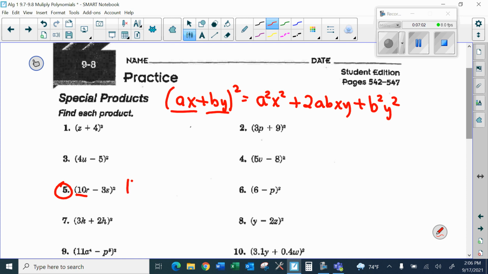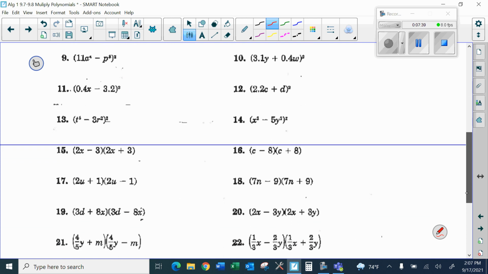10r times 10r, 100r squared. I multiply the two terms together, that gives me negative 30rs, and I have to double that, so negative 60rs. And then I take the last term and square it. Negative 3s times negative 3s is plus 9s squared. Remember, when I square any term, it's always going to be positive. So I always have a positive on the first one and a positive on the last one, no matter what. The middle term can be positive or negative, but the first and last, as I'm squaring those terms, have to be positive. Okay, so this is all you're doing over and over for 1 through 14. Well, you're doing 2 through 14 even.